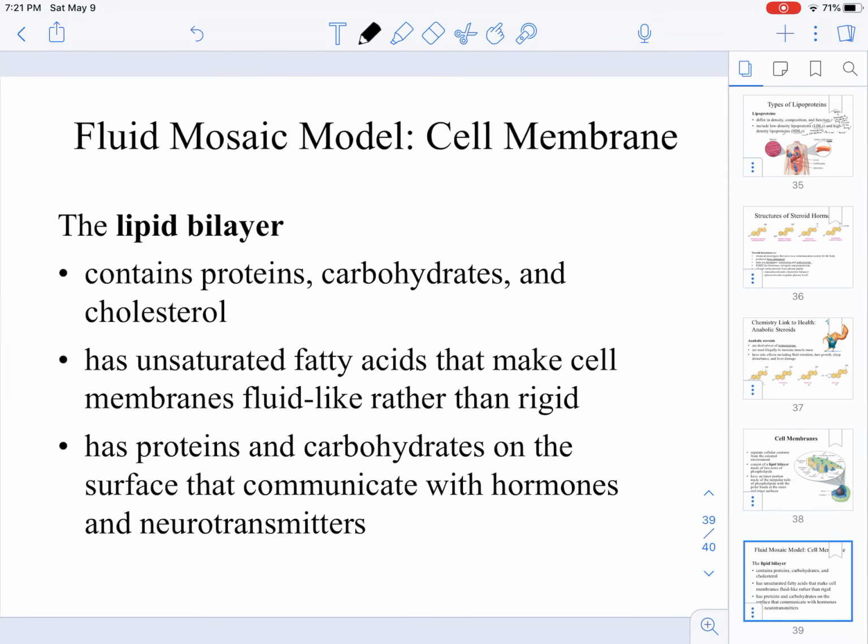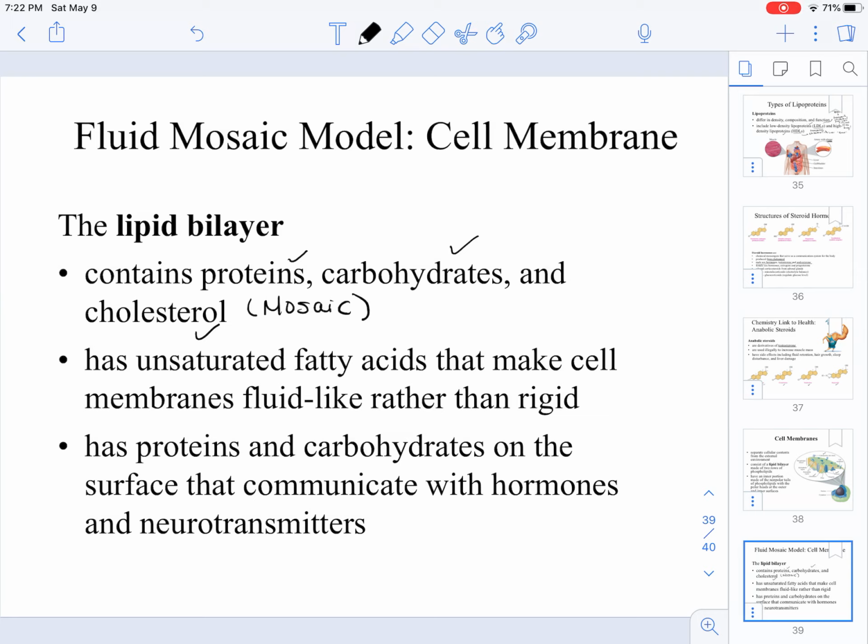Whenever we talk about the cell membrane, we have to talk about the fluid mosaic model. Okay, and the fluid mosaic model just establishes that cell membranes are not going to be composed of one molecule. The word mosaic implies that our cell membrane is going to be composed of different things. In this case, proteins, carbohydrates, cholesterol, and the phospholipids that are part of the bilayer.